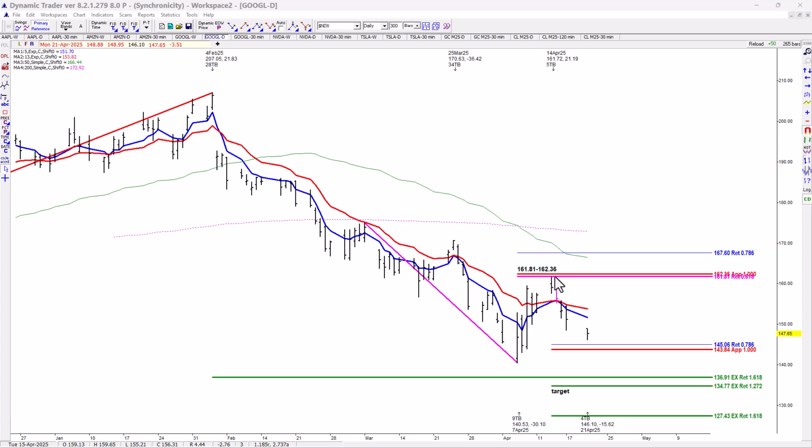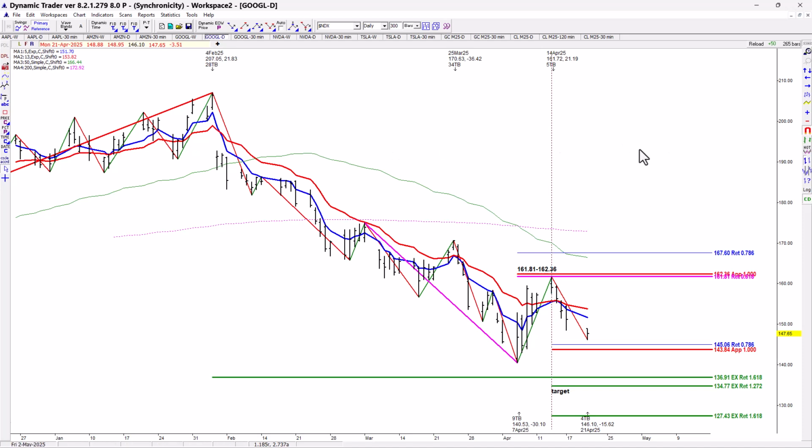So if you took a short and it's working so far, what are the things that you should do now that we're moving towards this support? You should ratchet down stops on any shorts, just in case this support has any value. Now, there's one other thing that you want to look at, and this comes from timing factors.